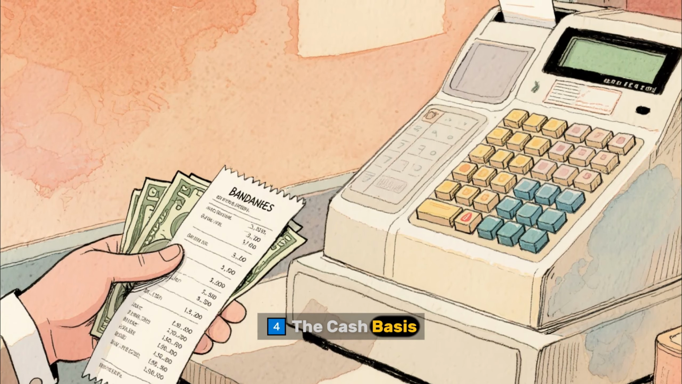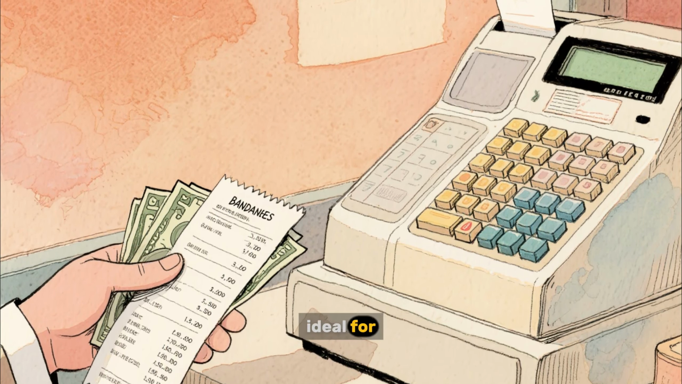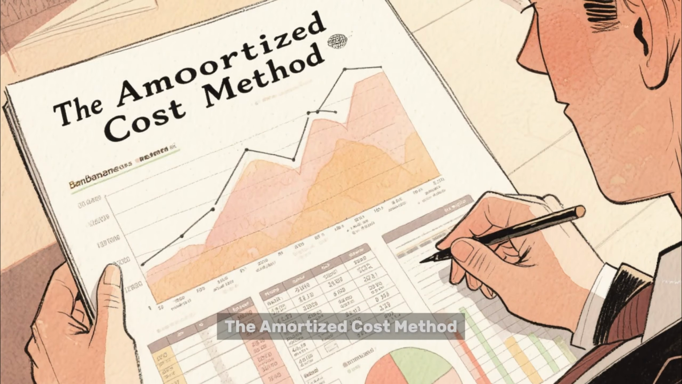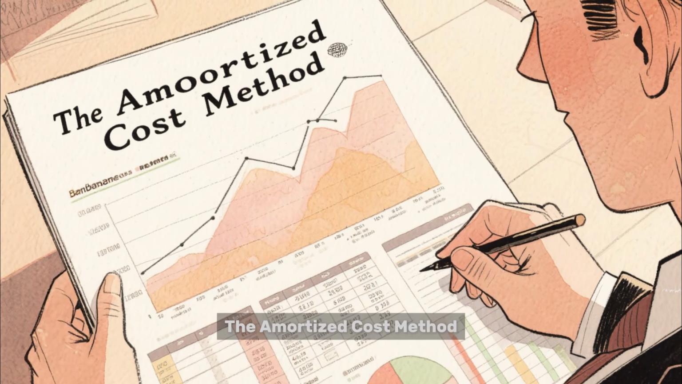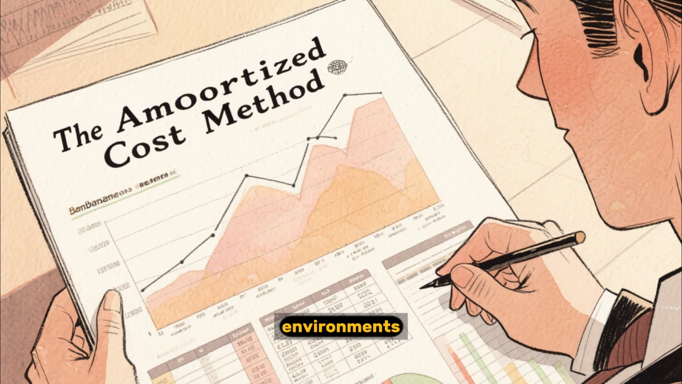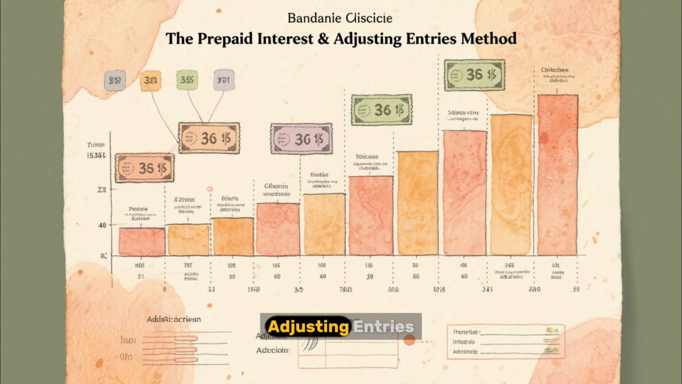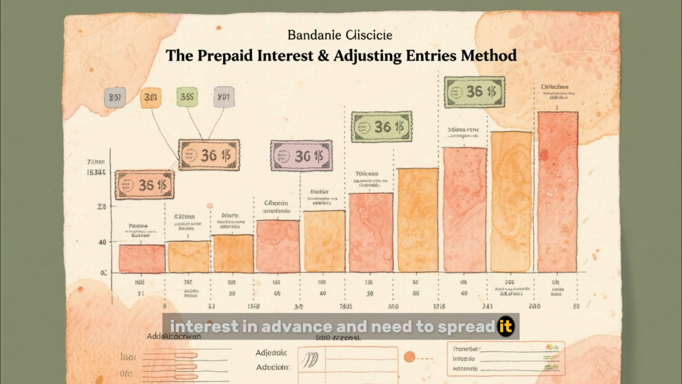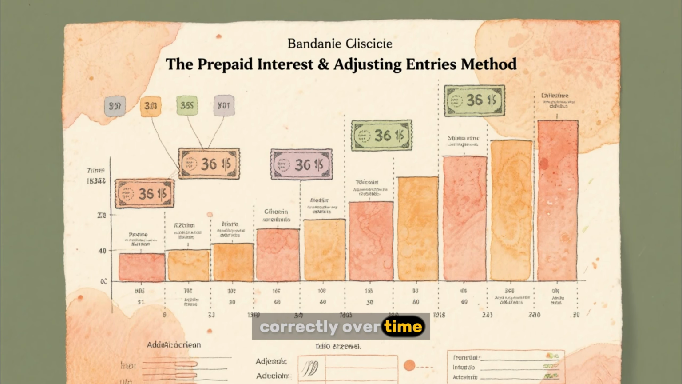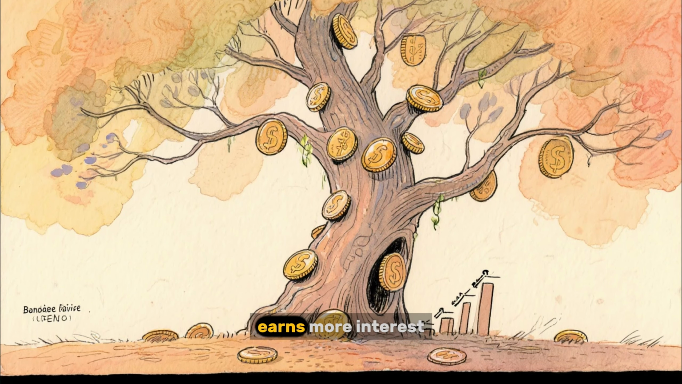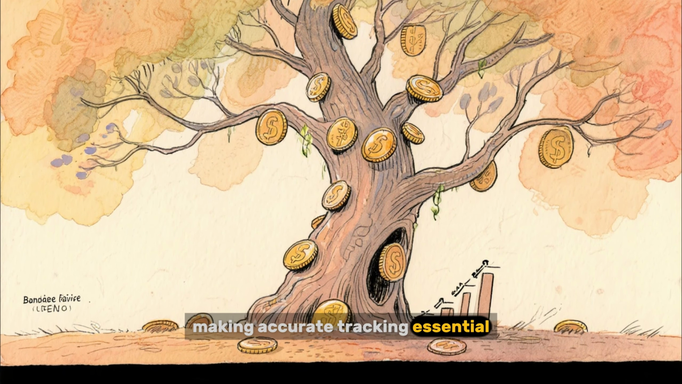4. The cash basis method, straightforward and ideal for individuals or small businesses, tracking real payments only. 5. The amortized cost method, professional and precise, often used in corporate or banking environments. 6. The prepaid interest and adjusting entries method, for cases where you pay interest in advance and need to spread it correctly over time. 7. The compound interest recognition method, when your interest itself earns more interest, making accurate tracking essential.